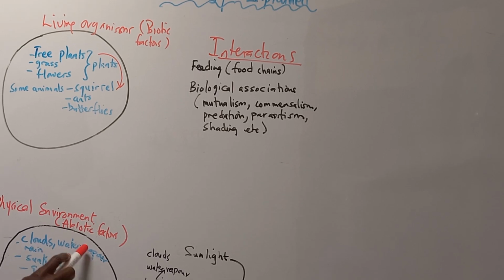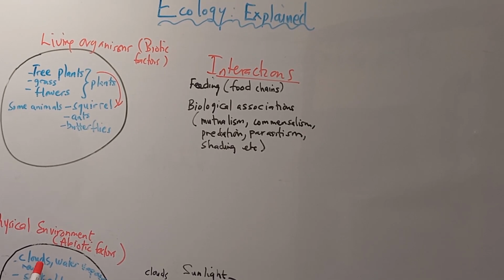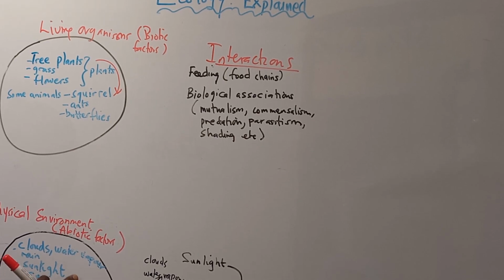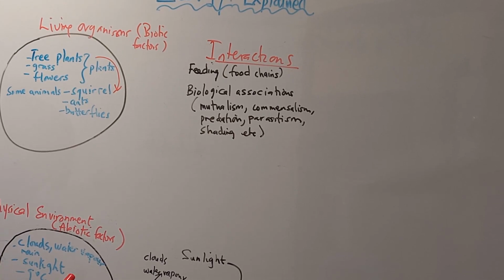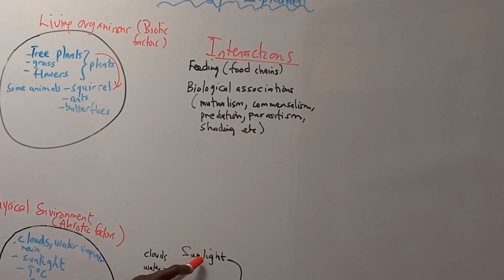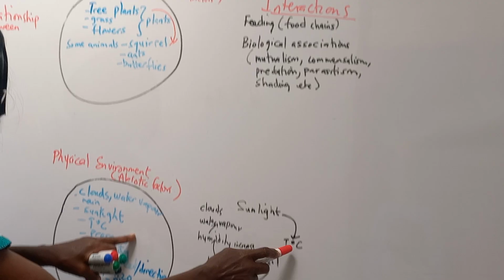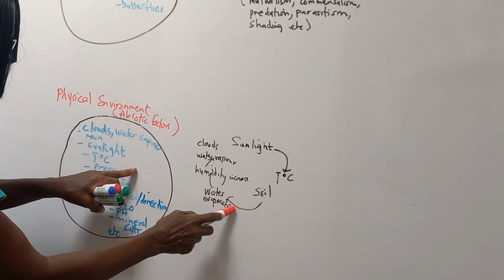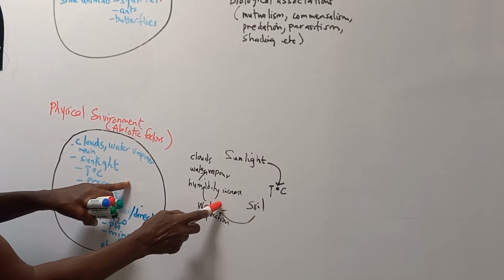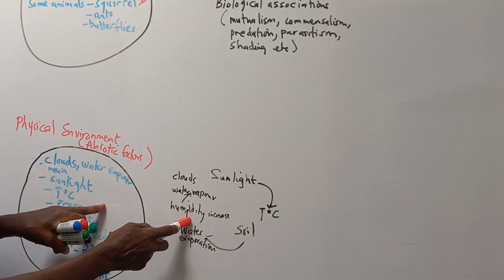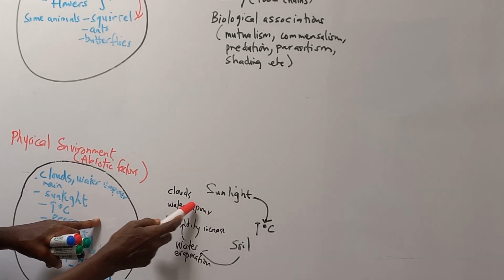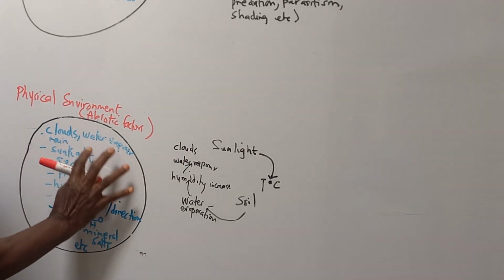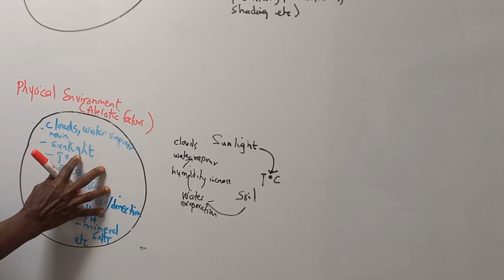Then when you come to the physical environment, we have also interactions among the parts that form the physical environment, the abiotic. For instance, we can have sunlight that heats the system. The sunlight increases temperature and so heats soil. We'll get soil water evaporating. The water evaporation will increase humidity. Humidity will cause more water vapor, and then the water vapor will form clouds. So there is interaction among the abiotic factors as well.